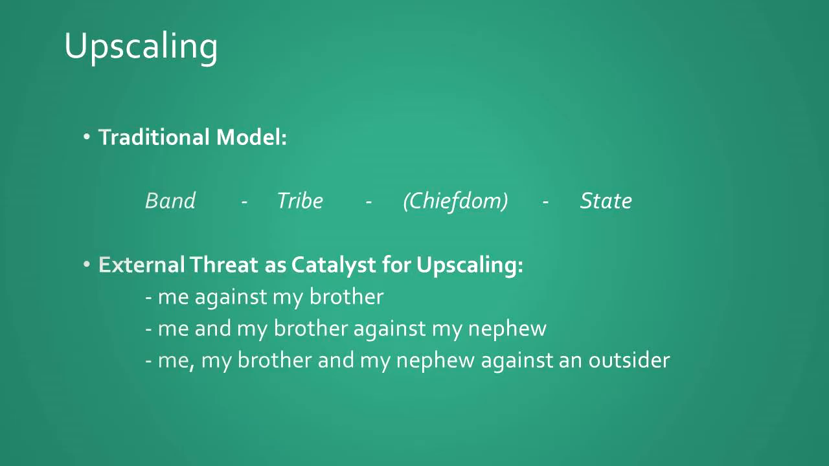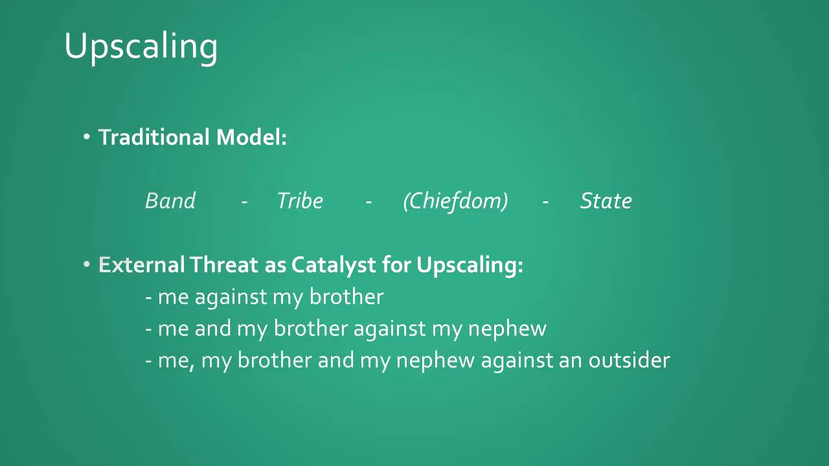Important there, I think, is the mechanism. What is the main mechanism for upscaling? I think probably the main reason is external threats. External threats act as a catalyst for upscaling, and this is a very traditional example. I might very well have a fight with my brother, should I have one. But whenever my brother would then get into a fight with my nephew, I would probably join my brother and team up with him against my nephew.